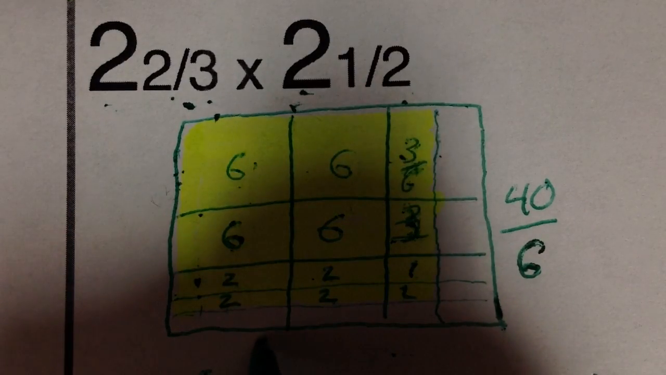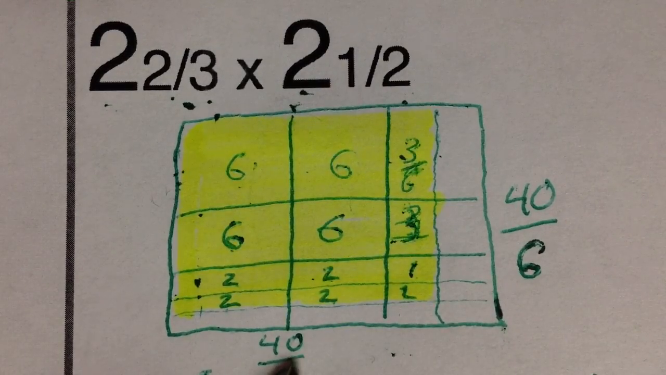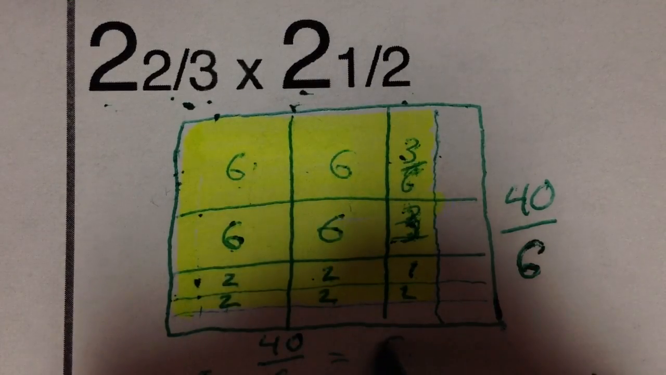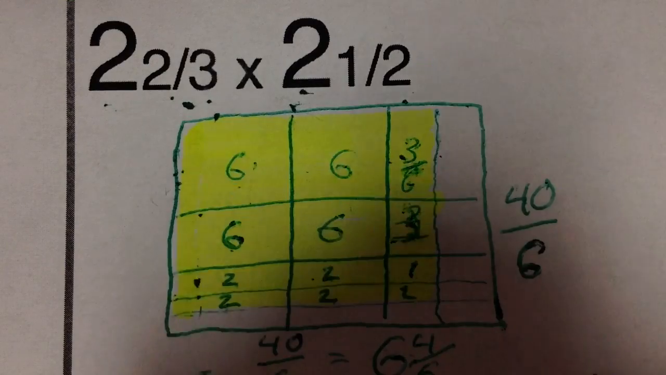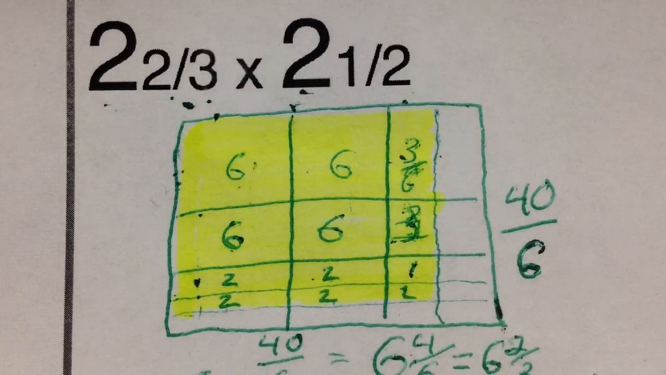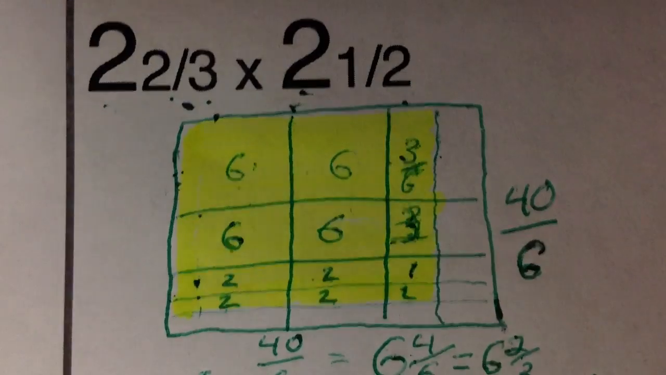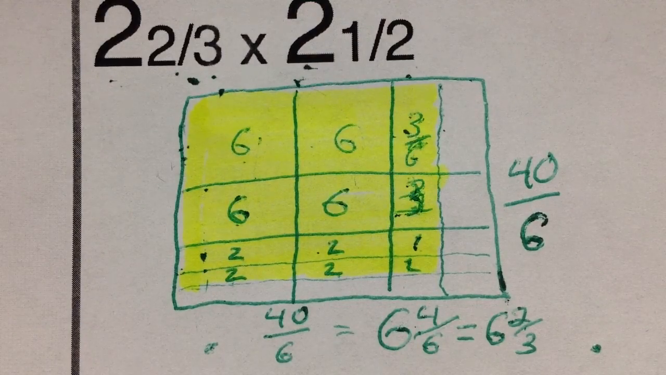So 40/6 needs to be simplified. How many times does 6 go into 40? 6 times, with 4 left over. So 6 and 4/6, which also needs to be simplified, and it becomes 6 and 2/3. And that's the answer to 2 2/3 times 2 1/2, using a model to represent your work.